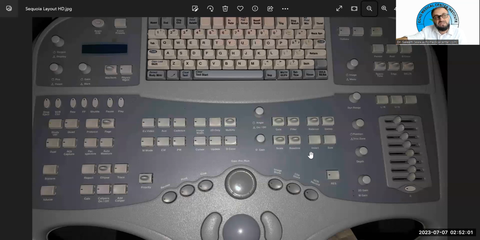So the depth is also very important for the frame rate. Also, we don't want too much depth. If you're looking at something superficial, it's not too deep, then we should decrease. We should have less depth. If you're looking at a structure that is at 2 centimeters, why should I have 4 or 5 centimeters of depth? It will slow down your machine. So make sure to have the depth proper.